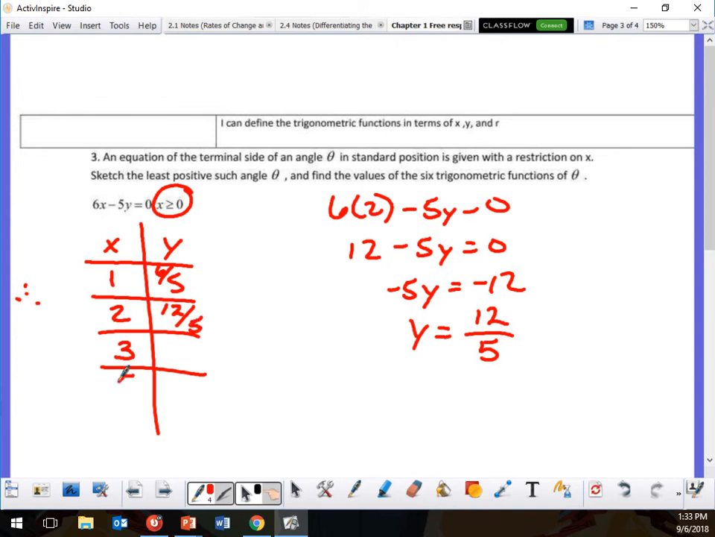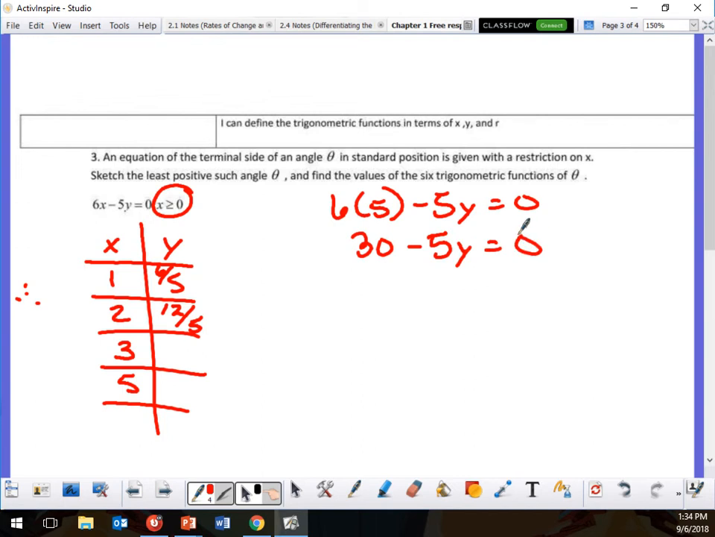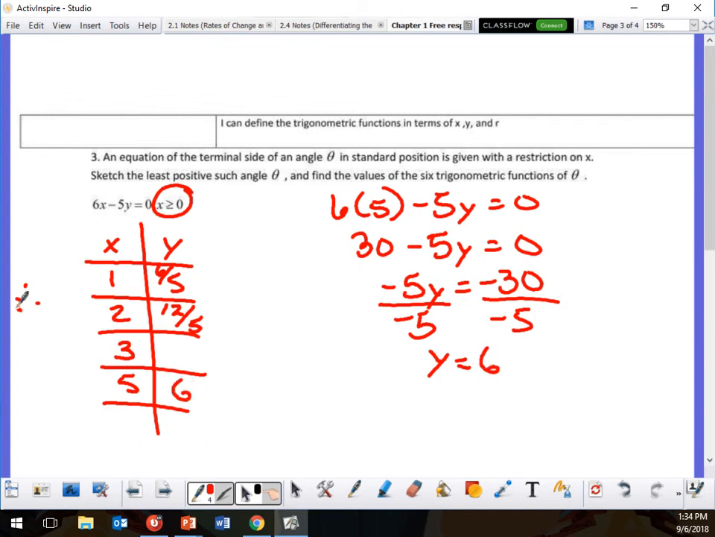So let's try 5 here. I'm going to skip 3, go to 5. So it's going to be 6 times 5 minus 5y equals 0. 30 minus 5y is 0. Subtract 30 from both sides, so I get negative 5y is negative 30. Divide by negative 5. Y is positive 6. That's where I get my integers.